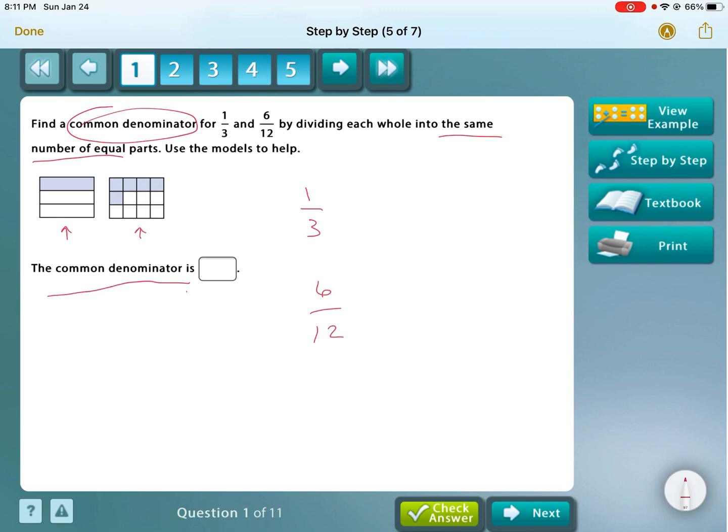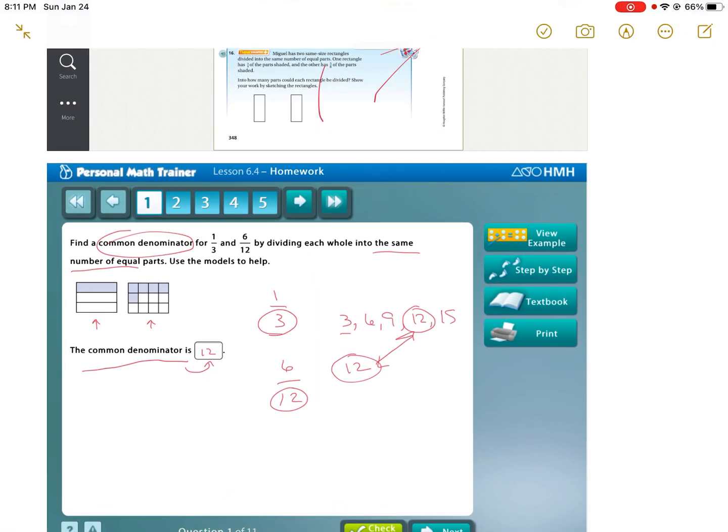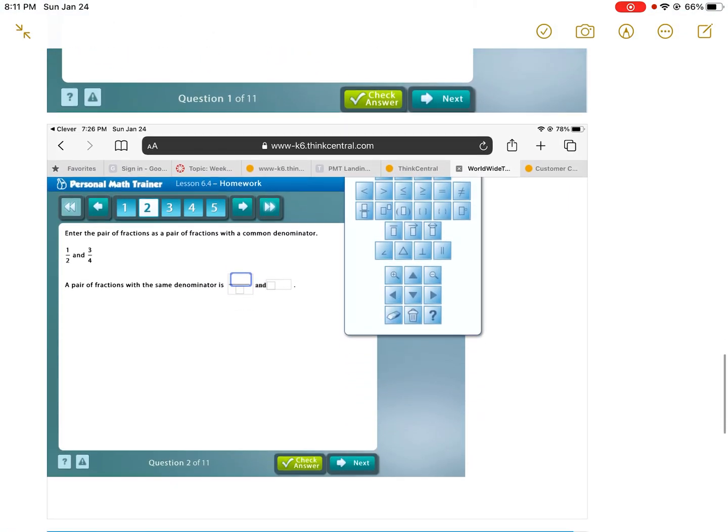The common denominator is. So this is not asking you to rename. This is saying, okay, take your denominators, get your multiples, and find the first one they share. So the common denominator is simply going to be 12. That's the only problem on your assignment like that. It just wants the denominator.